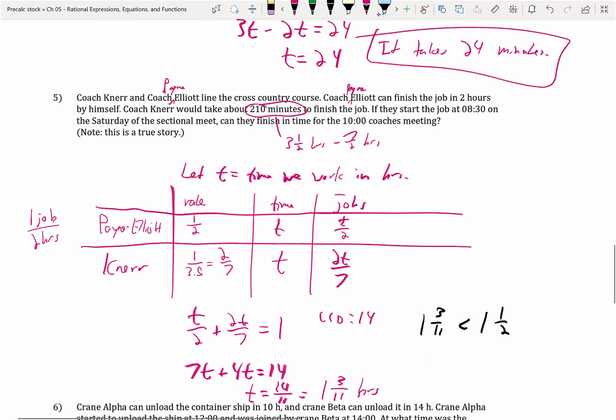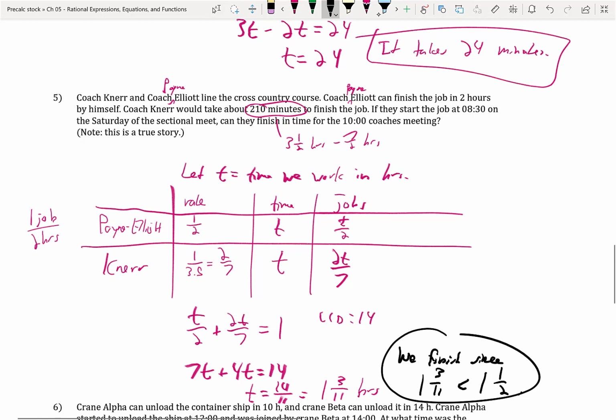Well, so let's say, can we finish the job? We'll say we finish since, and I'll just move this down, 1 3/11 is less than 1.5. So we do finish in time, barely.